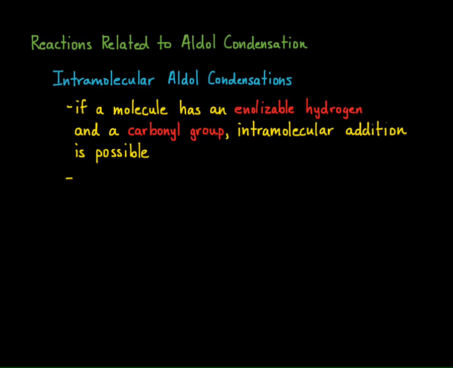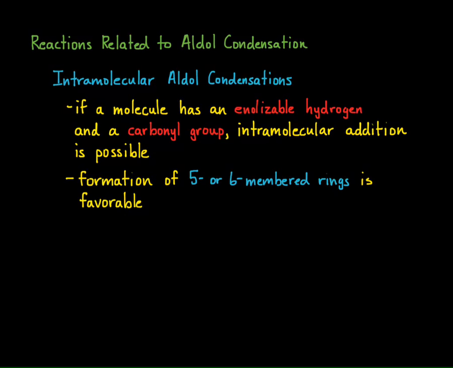Now, these are typically favored when you can form 5 or 6 membered rings, right? So in this case we'd be talking about diketones or dialdehydes or an oxoaldehyde, where you can form an enolate, and once that enolate forms, it can attack a carbonyl and form a 5 or 6 membered ring. Then that's what we say is a favorable product formation.